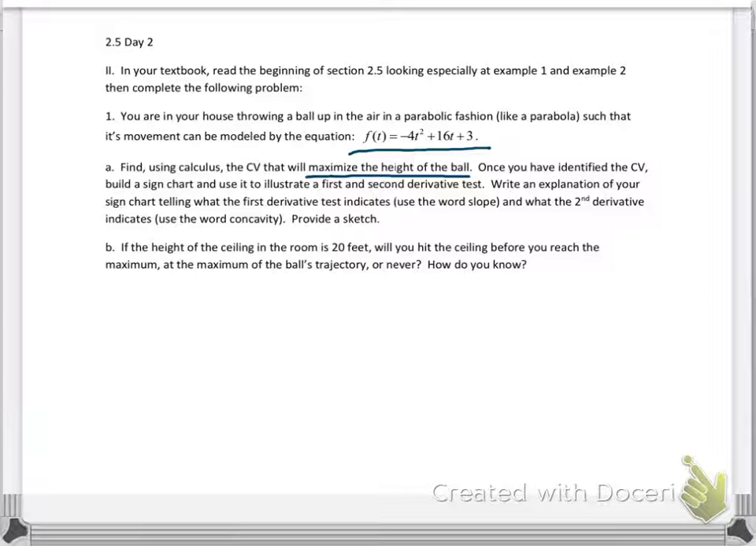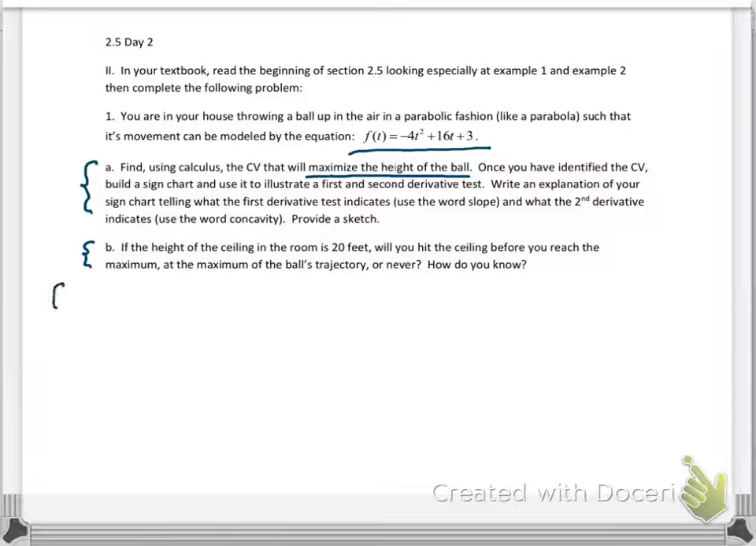Okay, here's our second question. So this is your first assignment, normal. Now, second question, if the height of the ceiling in the room is 20 feet, will you hit the ceiling before you reach the maximum, at the maximum, or never? And how do you know this? Okay, so let's start our problem.